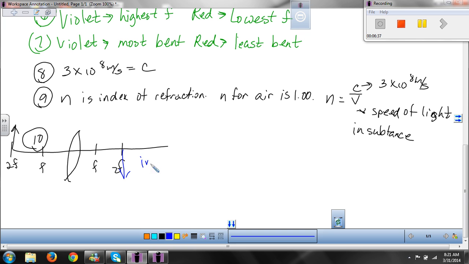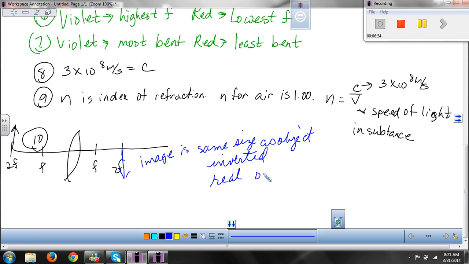It's going to be the same size as the object. It's inverted. It's real. And it's OSOL, opposite side of the lens. So I'm going to pick number 1, that it's real, number 4, that it's inverted, and number 6, that it's the same size. All right.